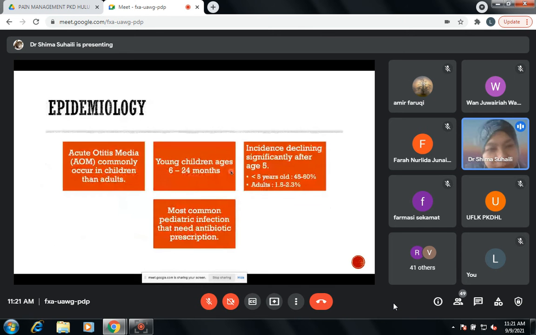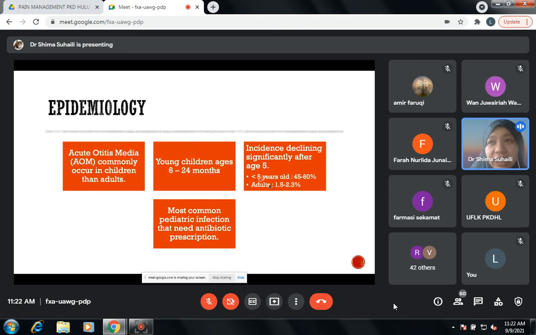Okay, a little bit about epidemiology. Acute otitis media commonly occurs in children rather than in adults, especially in young children aged around 6 months to 2 years old. And the incidence of AOM declines significantly after the age of 5 years. You can see in the figure, for a child less than 5 years old, the incidence to develop AOM is about 45 to 60%, whereas in adults, the incidence is less than 2.5%.